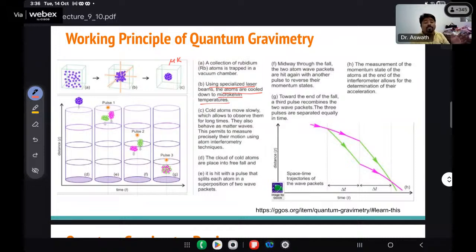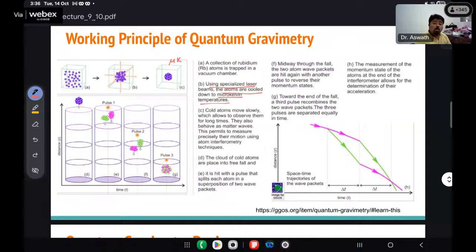For example, if you just take a slinky, the spring system, you can create a wave going along the slinky. So these matter waves are there and they permit us to measure precisely the motion of the atoms using the atom interferometry technique. The moment it becomes slow, you can measure perfectly where they are located and how they are moving.